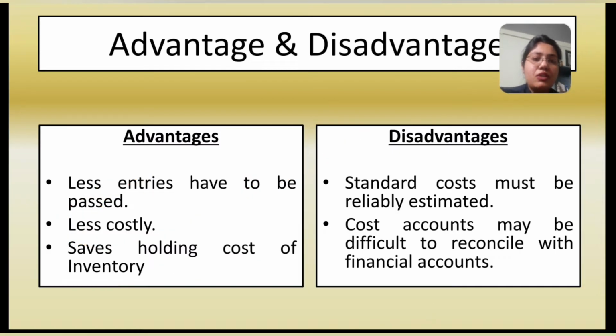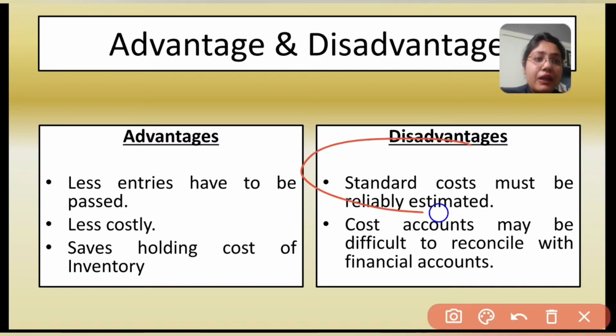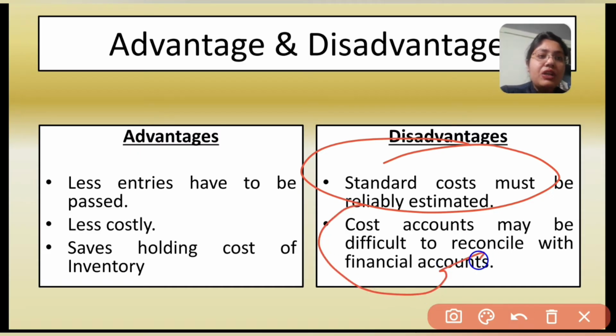First disadvantage, the big disadvantage, is that we need to have the standard cost. It should be reliably estimated, right? For every product, I told you the final cost, that is the standard cost of each and every product or service, needs to be certain and reliable. Then cost accounts may be difficult to reconcile with the financial accounts, right?